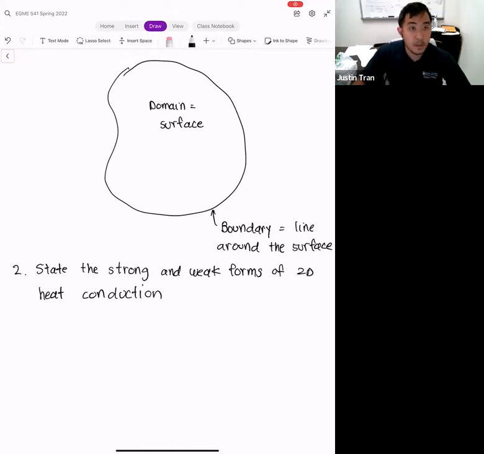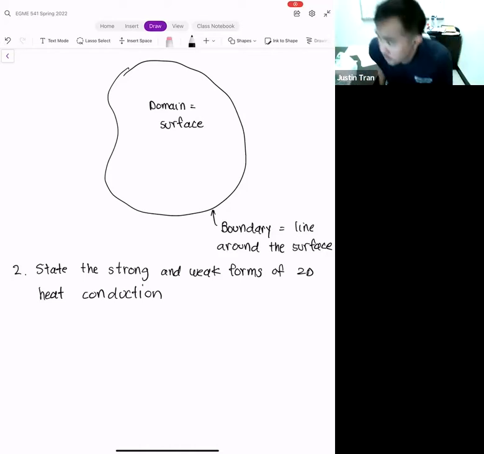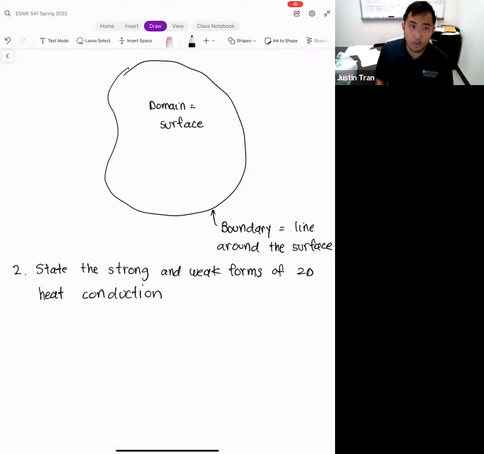Okay. And so I just want you to state this, and you don't have to derive it at all. But I just want you to kind of know what they look like. In particular, I want you to know what the weak form looks like in terms of all the vector calculus operators that we had before. Okay, so let's do strong form first.